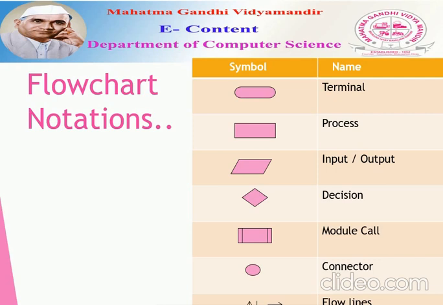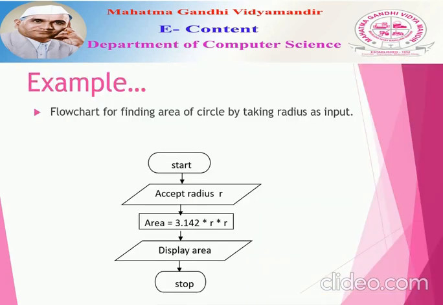Then flow lines we can show. If you want to show the direction of the flow, these flow lines you can use. Okay, and you can show the arrow. Arrow indicates the direction of that flow. For example, suppose we have seen the algorithm of this program. Now we are going to see the flow chart of the same program.